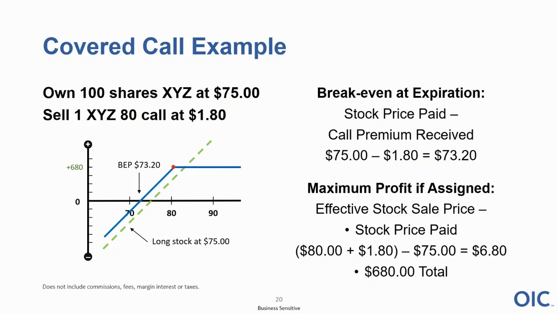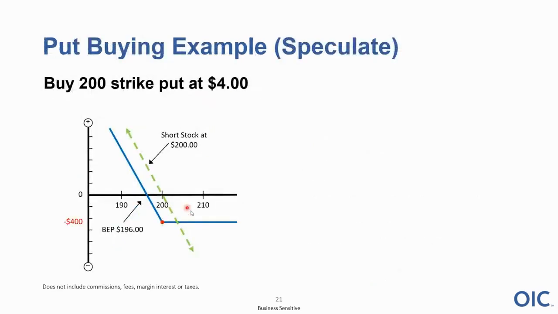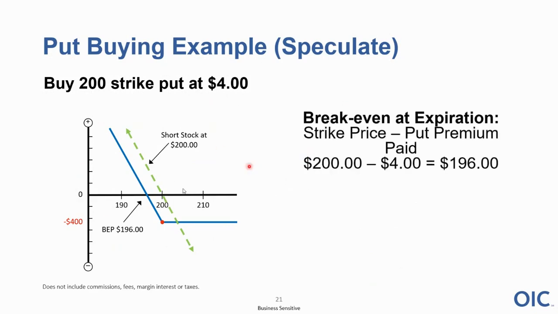Now, on the opposite, we've got puts. We can use puts to speculate, as I mentioned, and to speculate is simply saying that we think the stock is going to go down. If that's the case, we are going to profit. Our break-even point is going to be the strike price minus the premium that we paid. The reason being, if we exercise a $200 strike put, it gives us the right to sell stock at $200 a share, but it's costing us $4 for that right. So theoretically, we're actually selling stock at $196. That's our break-even point there, $196.